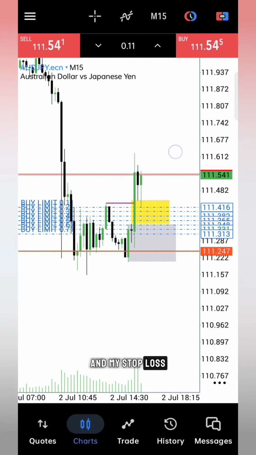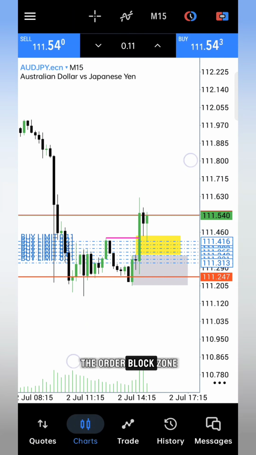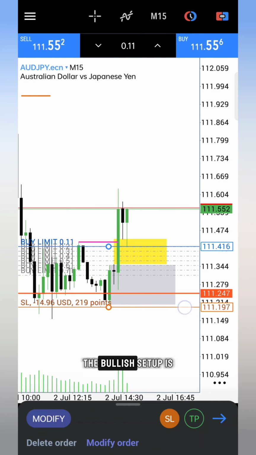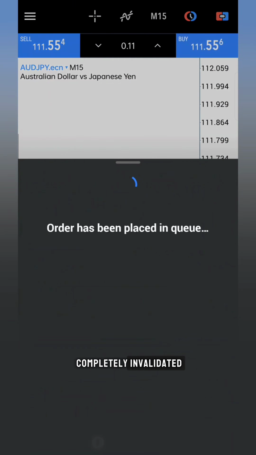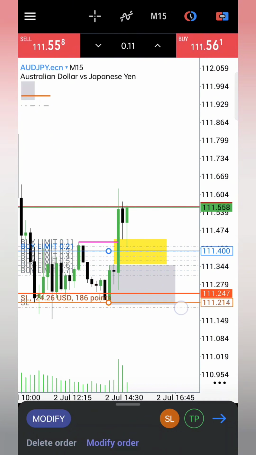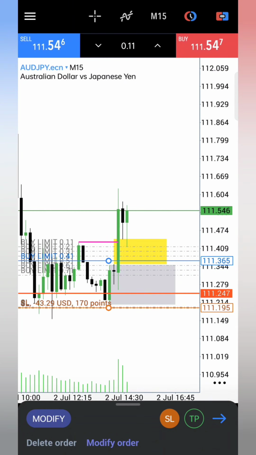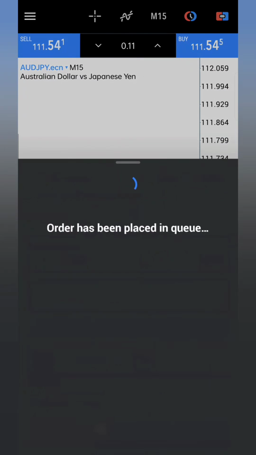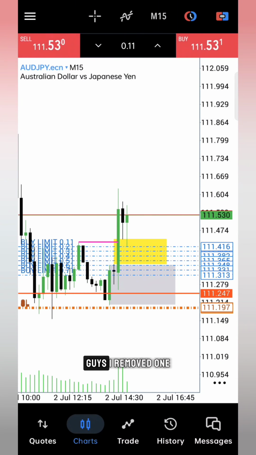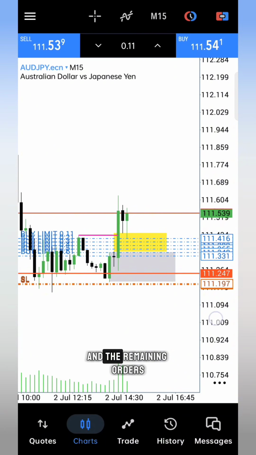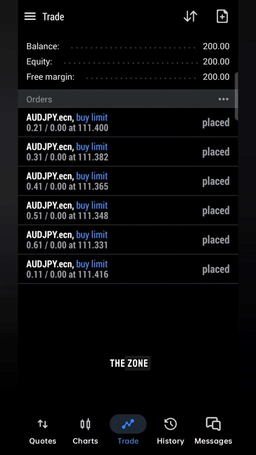And my stop loss was placed directly below the order block zone. Because if price closes below that level, the bullish setup is completely invalidated. Guys, I removed one of my orders here to give my stop losses enough breathing room to work properly. And the remaining orders are still pending at the zone.